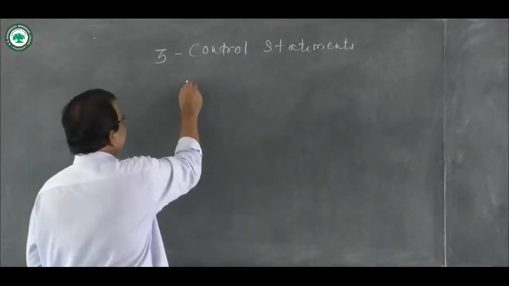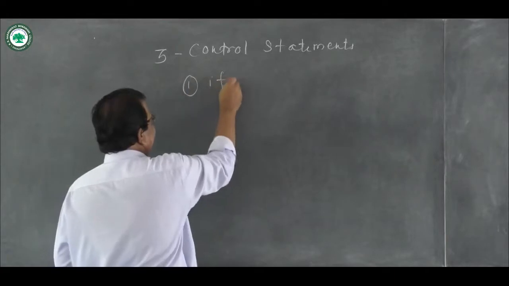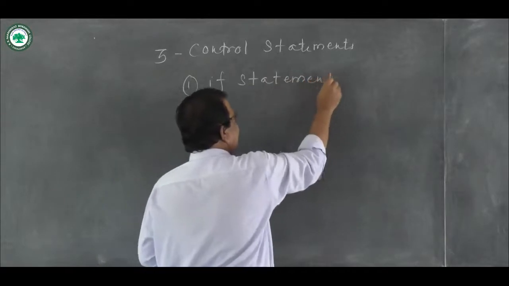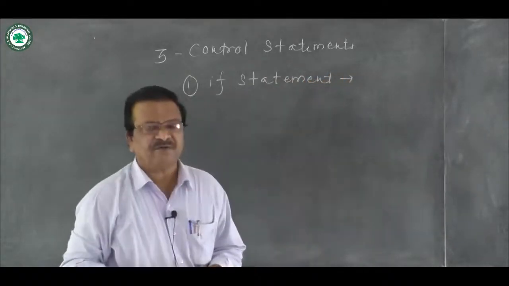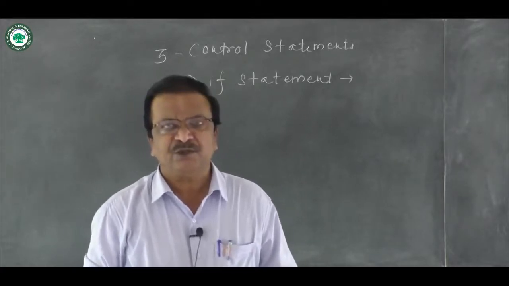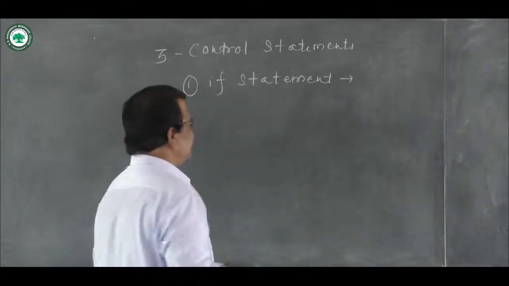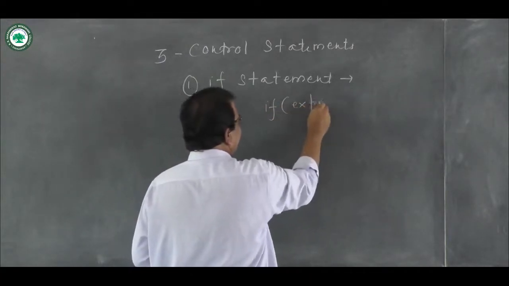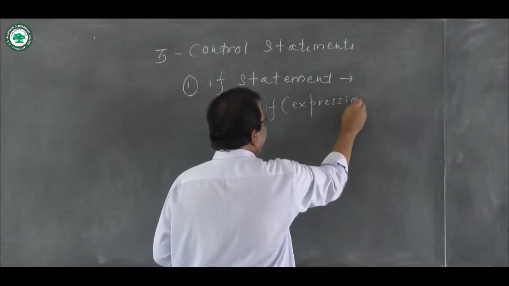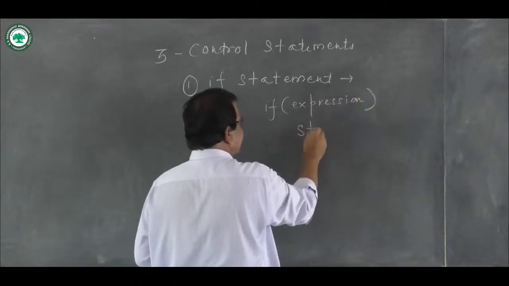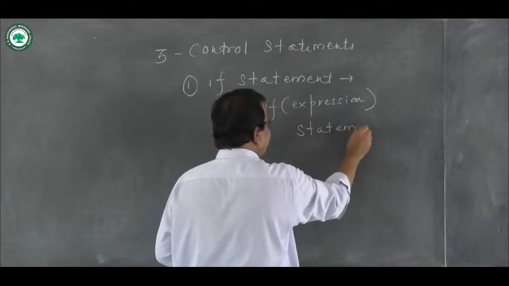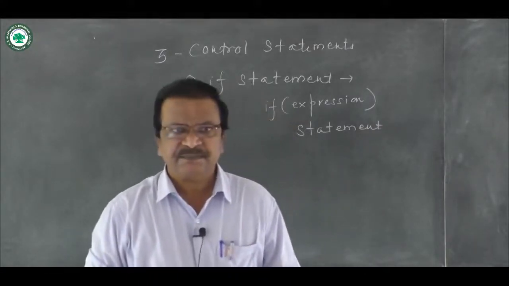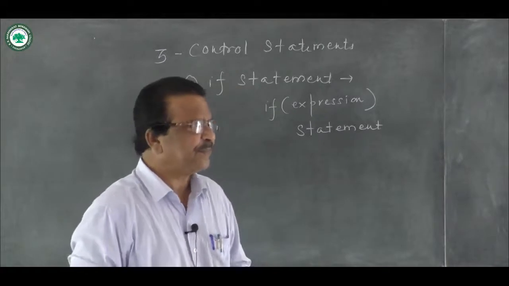The first such statement is the if statement. The general form of the if statement, or the way it is used in C programming, is as follows. If, in parentheses, we have an expression, followed by a statement. This is the prototype, or the general form, of how the if statement is used in C programming.